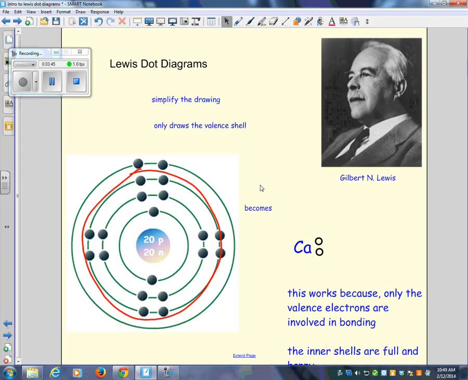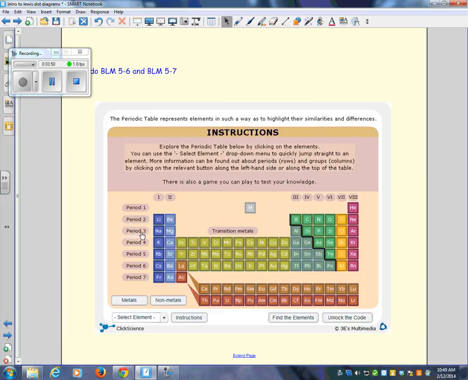Okay? So for example, what's right above calcium on the periodic table? There's calcium. Magnesium is right above it. How many does it have in its outer shell?